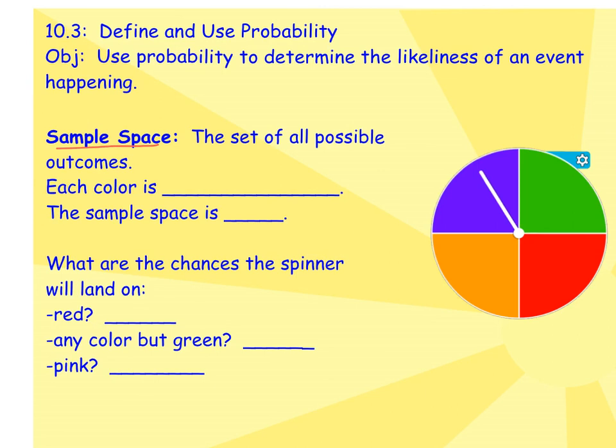Let's take a look at this spinner on the right. There are 4 different colors. We've got purple, and I know you can't see them, so go ahead and label them. We have purple, green, orange, and red. They each take up the same amount of the circle, therefore each color is known as equally likely.